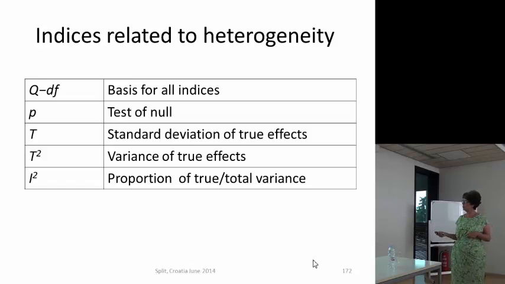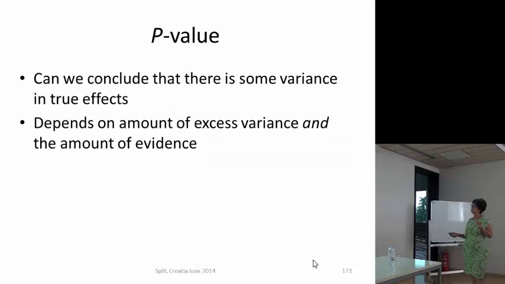And I hope that I'll be able to explain to you why I like tau better than I square as a measure of heterogeneity, although I square also has its uses. Okay.